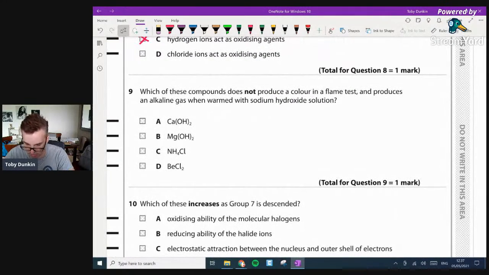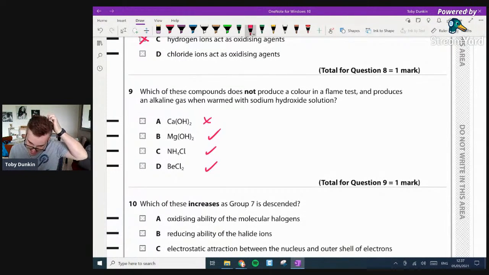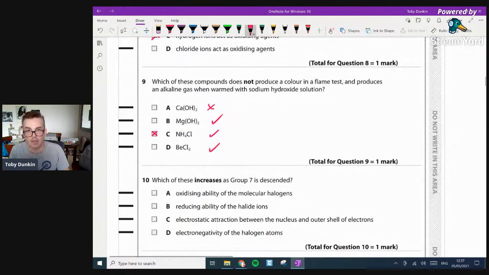Which of these compounds do not produce a color in a flame? Well, that one doesn't. That one does, orange, red. That one produces no color on a flame test. Which one is an alkali gas when warmed with sodium hydroxide? Ammonium. So the answer is C.